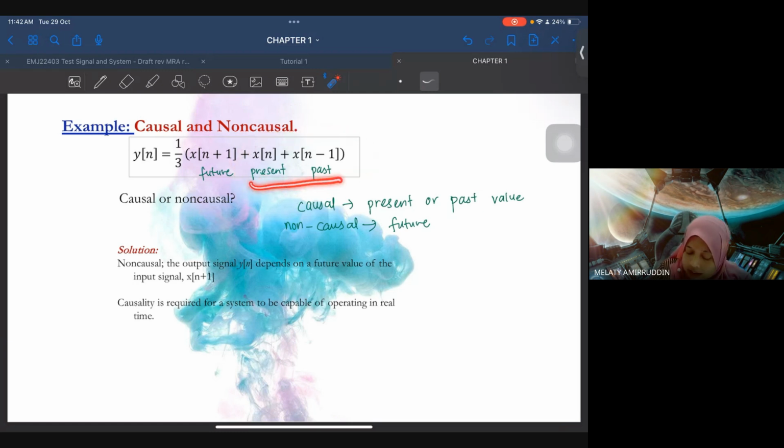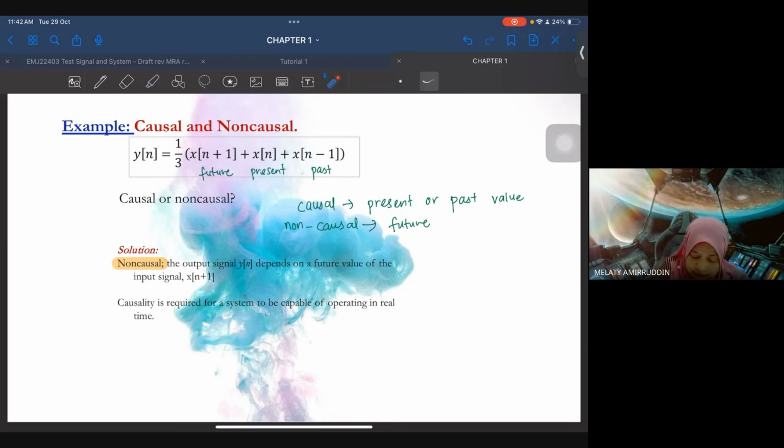Present and past depend based on causal. But because one of these signals is future, we need to consider it non-causal. So non-causal is dominant. It is the main one. Previously, memory was the main one.